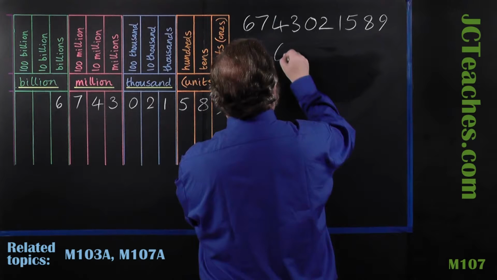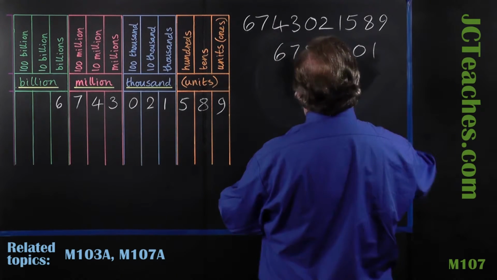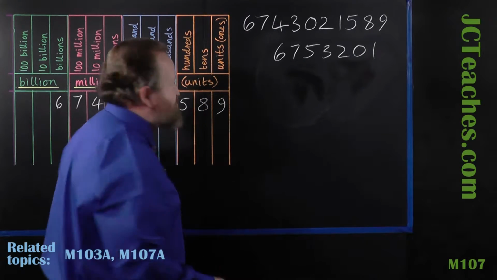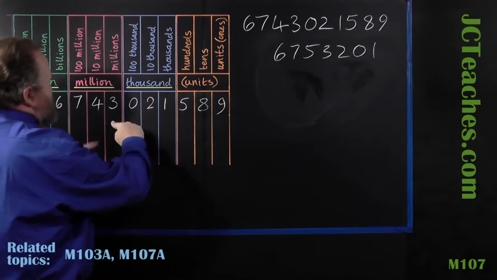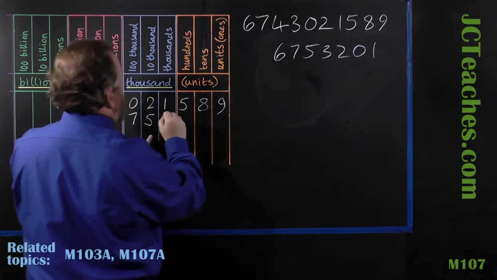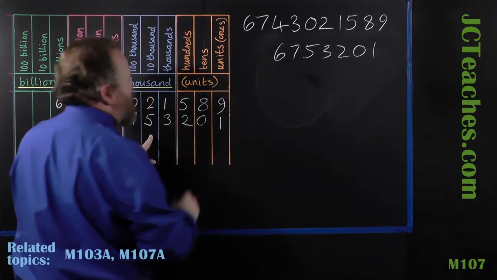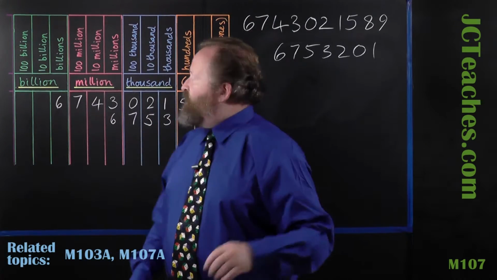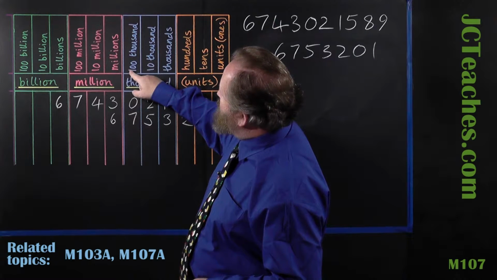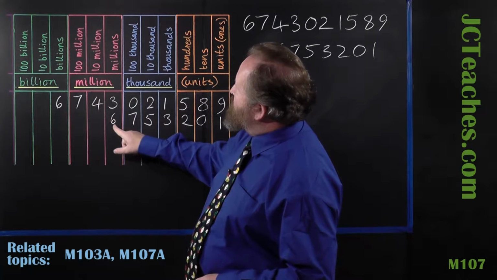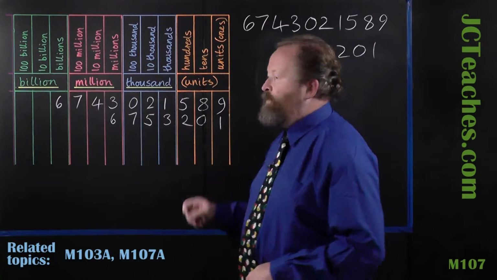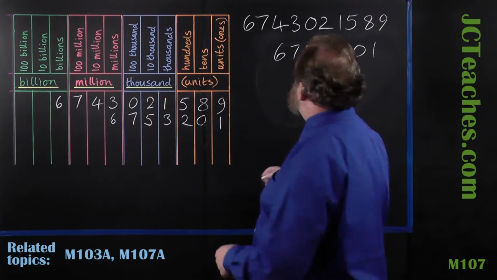Let's try that one. I've got 1, 2, 3, 4, 5, 6, 7. 7 digits. 1, 2, 3, 4, 5, 6, 7. So it has to start there. We've got 6, 7, 5, 3, 201. So what I've got with that one, 6,700,000, because we're on 100,000s here, 6,753,201. Fair enough. Let's try another.